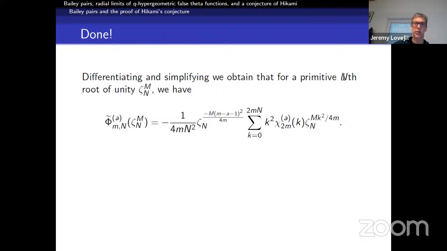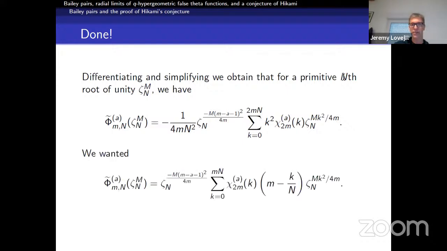And now all that's left to do is compare this to the formula for the expression of the original series at radial limits. Okay, so what we wanted was that this expression is equal to this right-hand side. This is the radial limit of the original multisum when Q tends to zeta n to the m. So these aren't quite the same, but this follows after a short calculation.